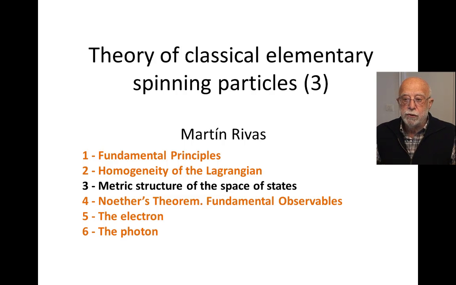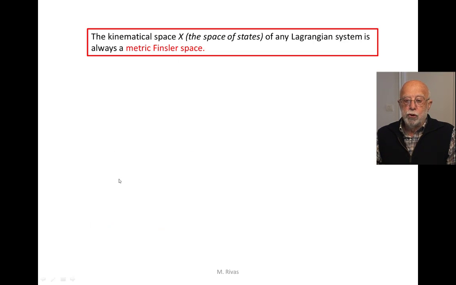In this third lecture concerning a general theory for describing classical elementary spinning particles, we are going to analyze the metric structure of the space of states, of the kinematical state of a most general elementary particle. This metric structure of the kinematical space, we are going to show, is always a metric Finsler structure. So the kinematical space of any arbitrary mechanical system is always a metric Finsler space.